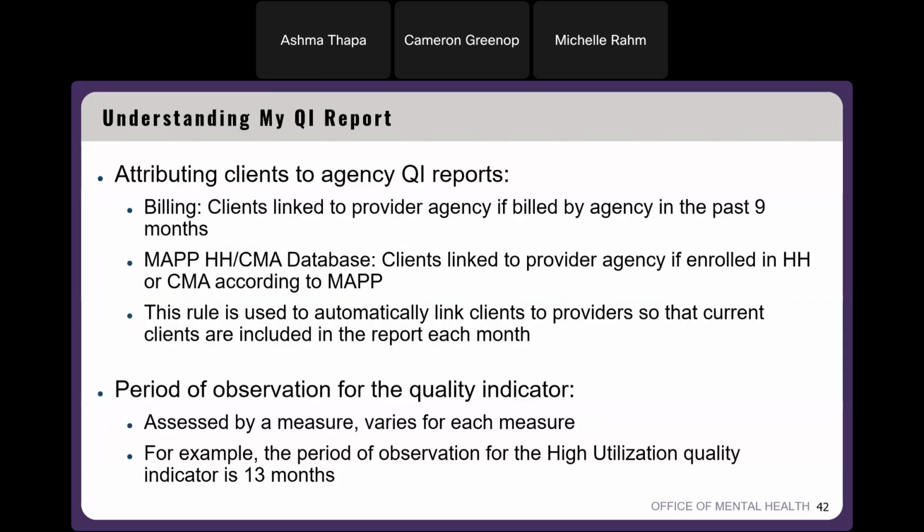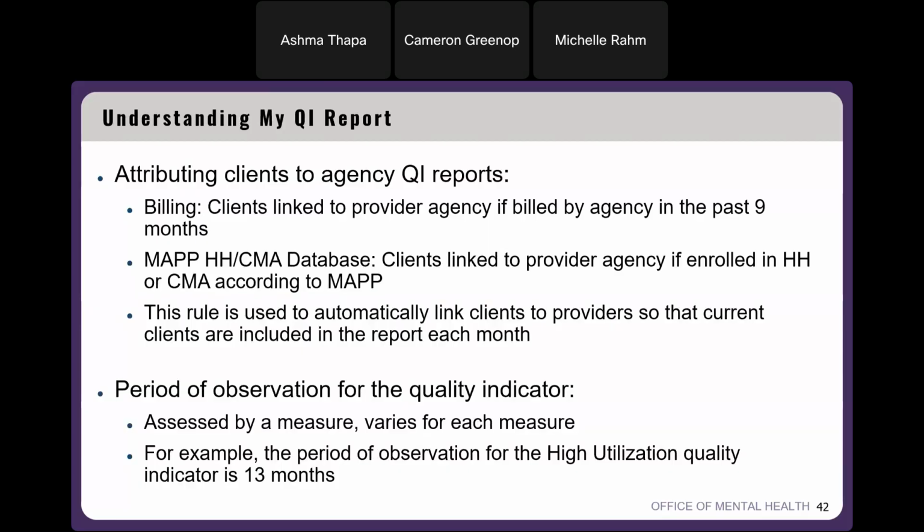So, just a little bit more on understanding my QI reports. My QI report will have attributing clients based on a couple of different things. So, the first one is billing. So, clients are linked to a provider agency if they have been billed by the agency in the past 9 months. We also pull information from the MAP Health Home and Care Management Agency database.